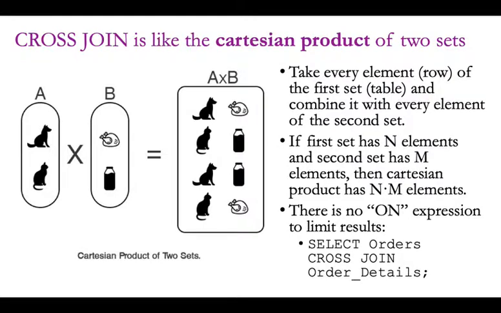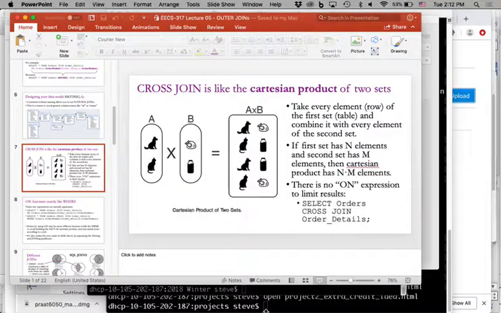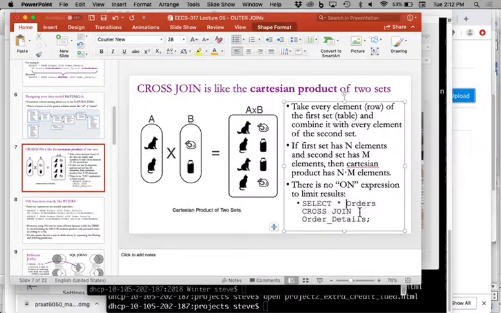Yeah, this actually is a bogus query, which was why you asked. This should say... should I correct it during class? Select star from orders cross join order details. Yeah, that's what I meant to say.